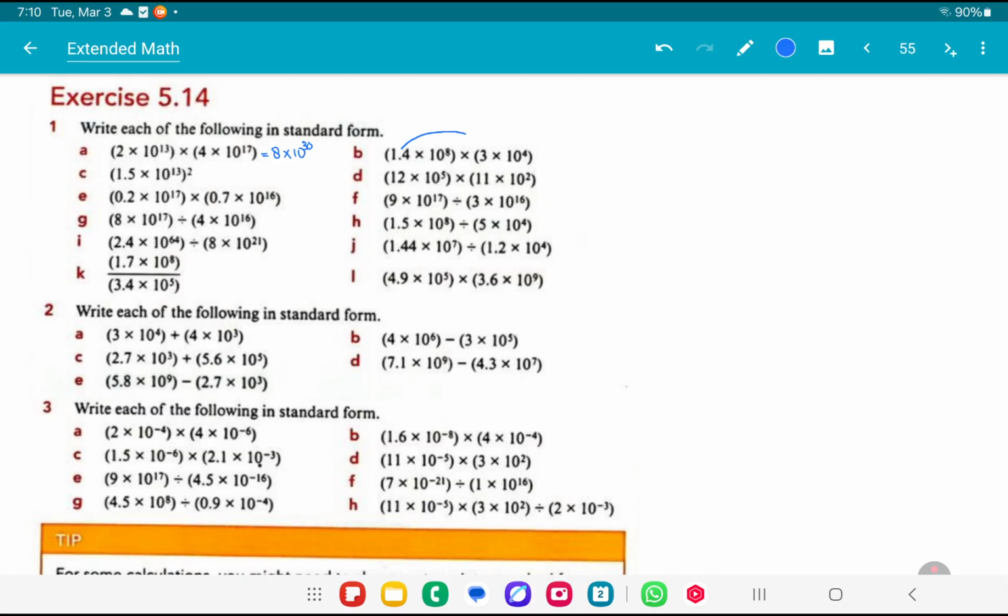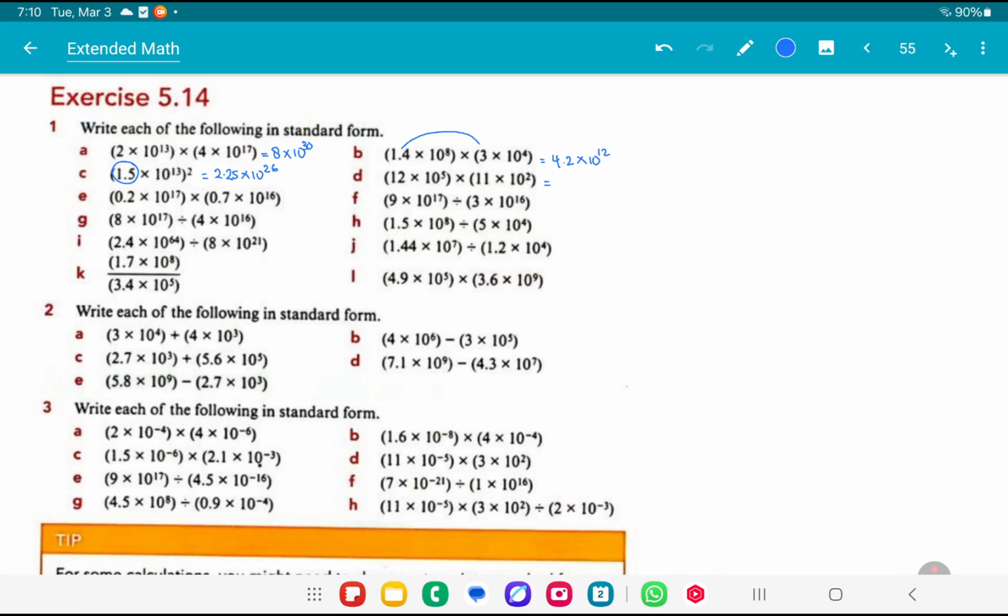We multiply 1.4 by 3. We got 4.2 times 10 raised to the power of 8 plus 4 equal to 12. For question C, 1.5 times 10 to the power of 13, and then we square the answer. So first, we write down 1.5 square. We got 2.25 times 10 raised to the power of 13 times 2 equal to 26. We move to the next question.